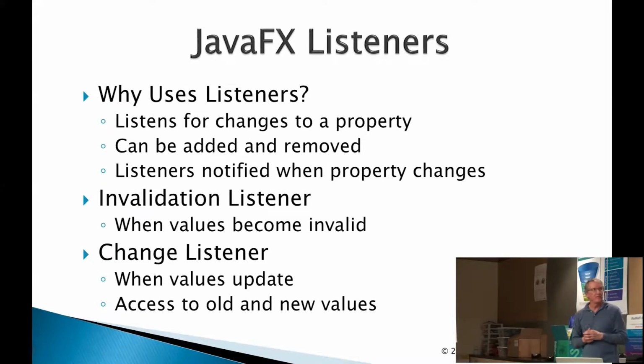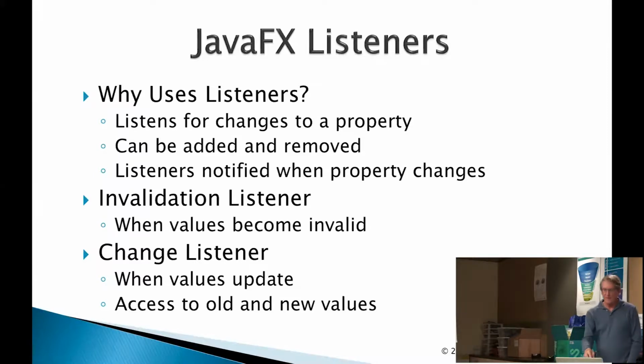The other type of listener is called a ChangeListener. And this one, you'll get a notification when a value updates. What makes this different from the invalidation listener is that a ChangeListener gives you access to the old value and the new value, okay? And we're going to implement both an invalidation listener and a ChangeListener in the blood pressure app, and that's the first thing we're going to show you is how that works.